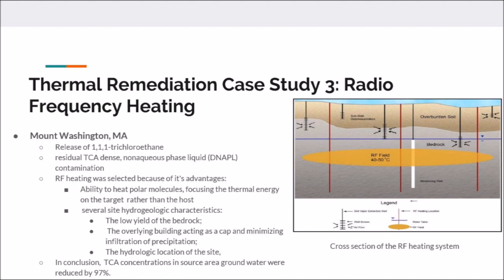The RF heating system operated for 36 months at a maximum output of 19 kilowatts. In conclusion, TCA concentrations in source area groundwater were reduced by 97%.